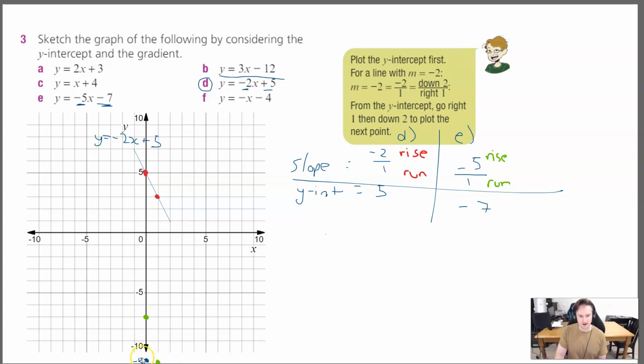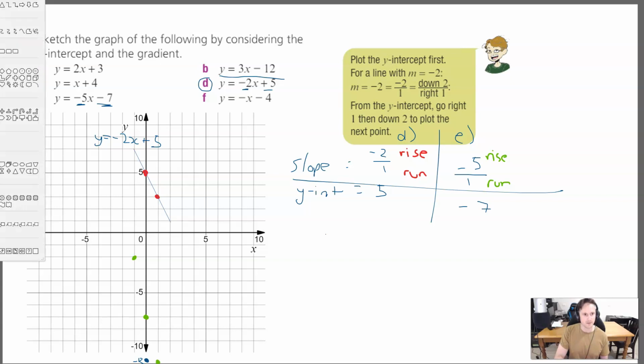So if it's down 5 across 1, I can also go across 1 the other way and up 5, 2, 3, 4, 5, and then I can get another point like that. So basically from this point, I'm going down 5 across 1, okay? The only reason I've done that is because this is not super accurate based on the grid lines that I had. So if I was doing this in my book, I would extend my grid line.